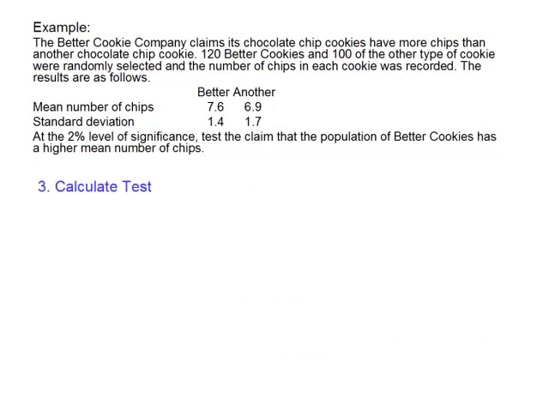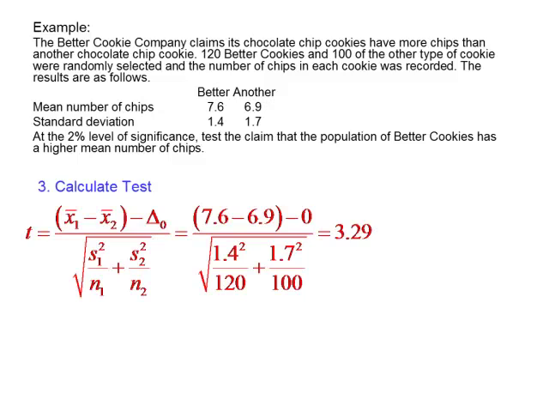Step 3 is to calculate the test. Our t is equal to 7.6 minus 6.9 minus 0 over the square root of 1.4 squared over 120 plus 1.7 squared over 100. We get t equals 3.29.